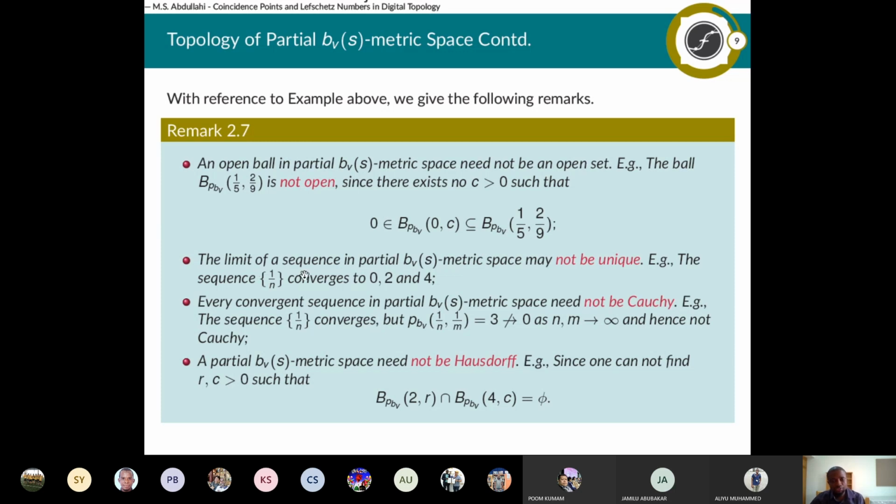And also the limit of a sequence in this metric space is not unique. Why? Because we have a sequence that converges to different limits. And also a convergent sequence in this space need not be Cauchy. We have an example of why it is not Cauchy. And also we have a situation whereby the partial BBS metric space need not be a Hausdorff metric space.